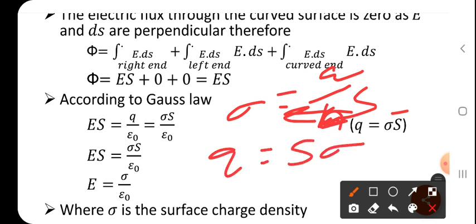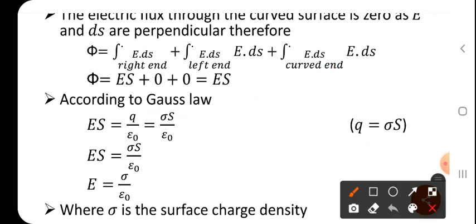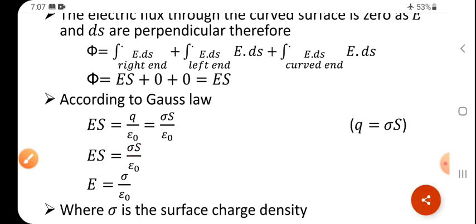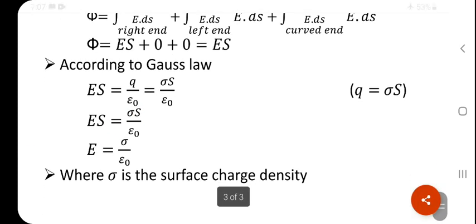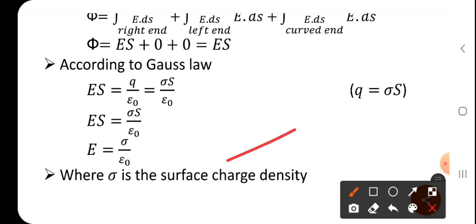So in the place of Q, I wrote sigma S by epsilon naught as it is. Now these two S get cancelled, and we get this one only. Here sigma is called the surface charge density.